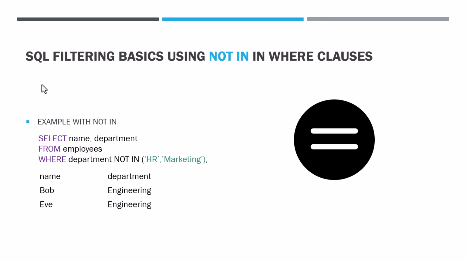Example with not in: select name, department from employees where department not in HR, marketing. You could have multiple values. You can use the not in clause to get all the values which do not match HR or marketing. It's the same as having an equal to clause where department not equal to HR and department not equal to marketing, but then it starts getting really complicated. So not in is an easier and faster way.